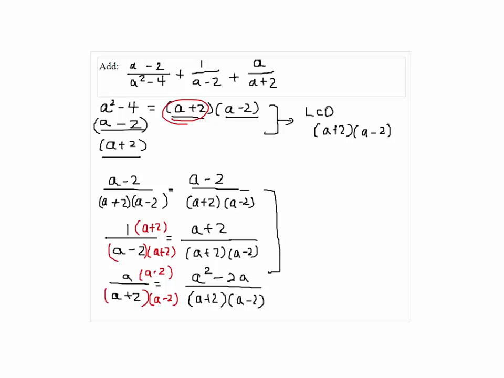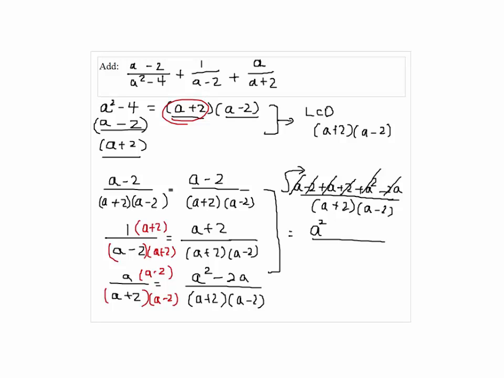Now we're ready to add. So when we add, we get a minus 2 plus a plus 2 plus a squared minus 2a over the LCD. Now we can simplify the numerator by combining like terms. So the a terms are gone, and the 2 also canceled out, so we just have a squared on top, and on the bottom we have a plus 2 and a minus 2. So this is the answer.